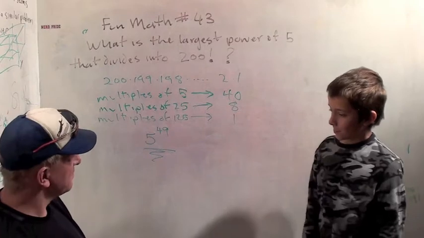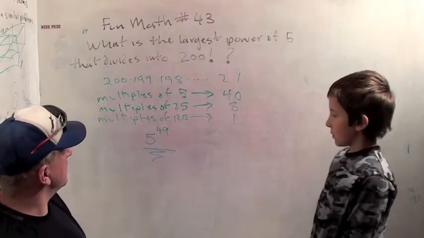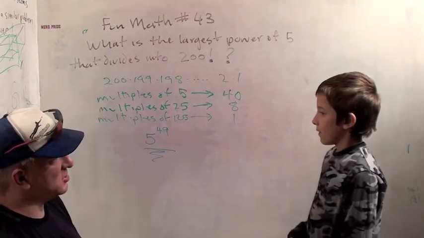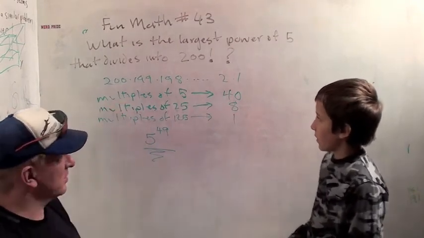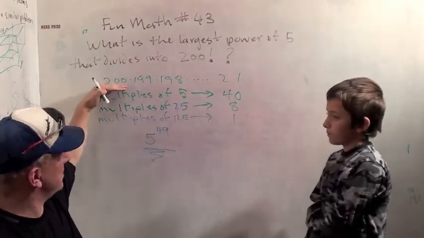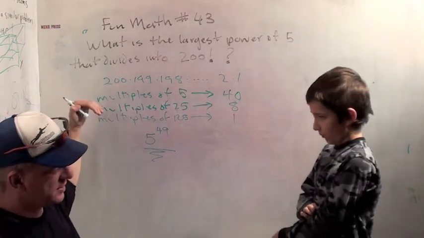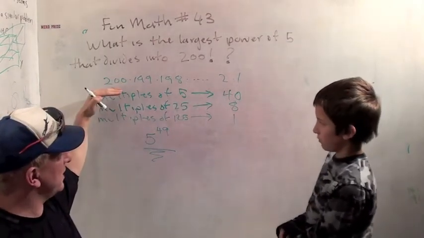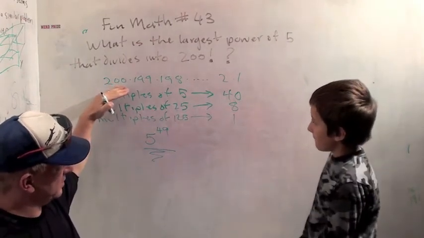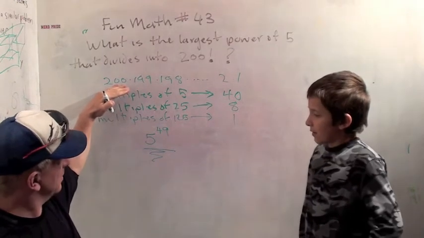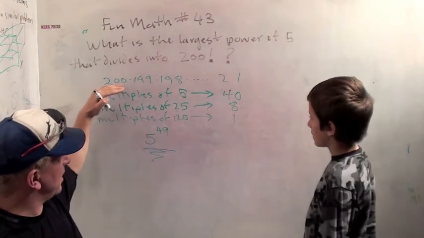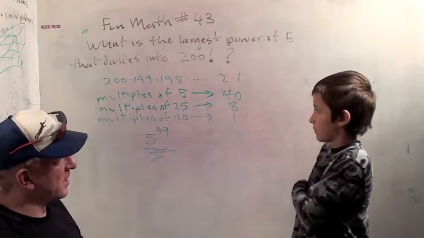Okay, and how would I do it if I was looking for the largest power of 7, say? What would be the procedure? Let's not calculate it, but let's just go through the procedure. You do the multiples of 7. I would just have to divide 200 by 7 and then round down, right? That would be 28, because 7 times 14 is 98, so 7 times 28 would be 196. So I would get 28 multiples of 7.